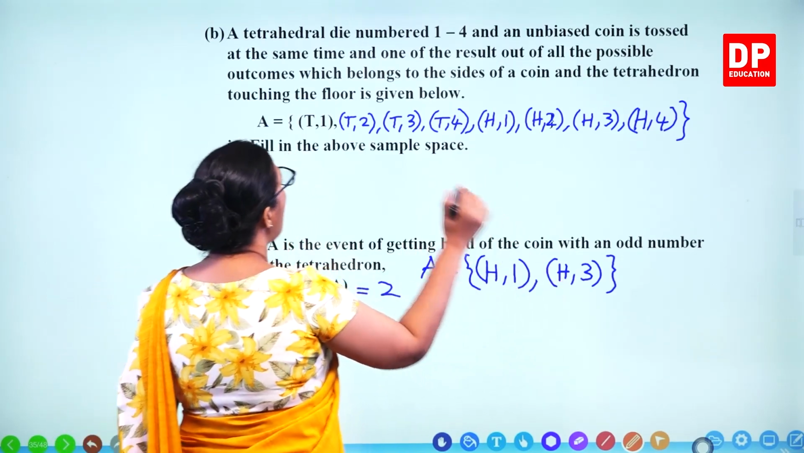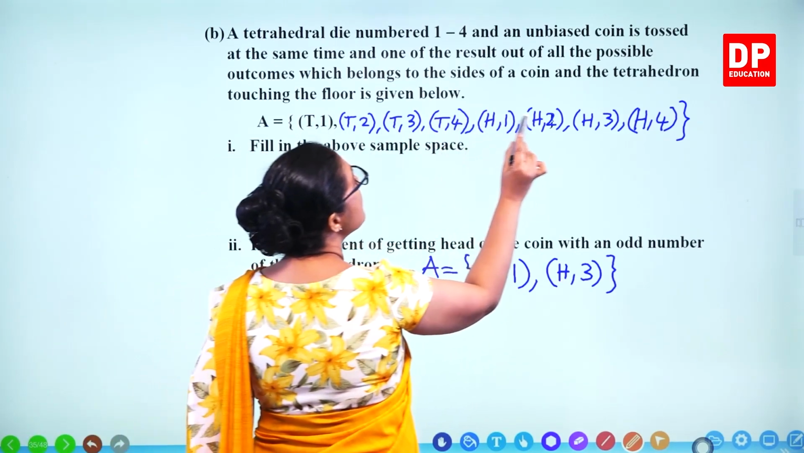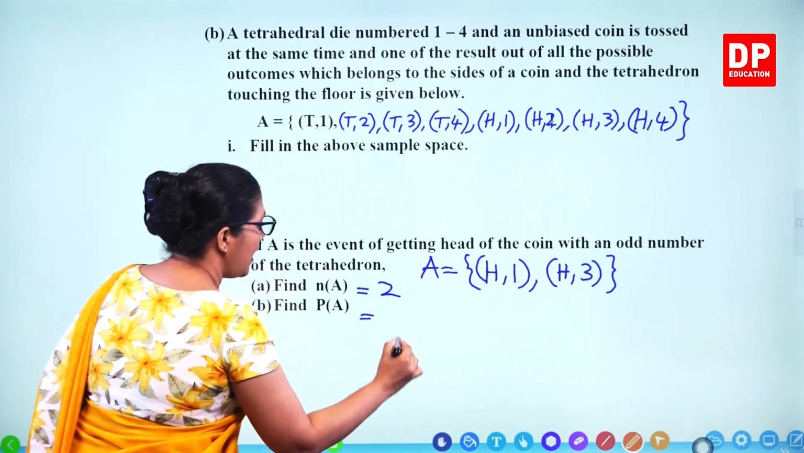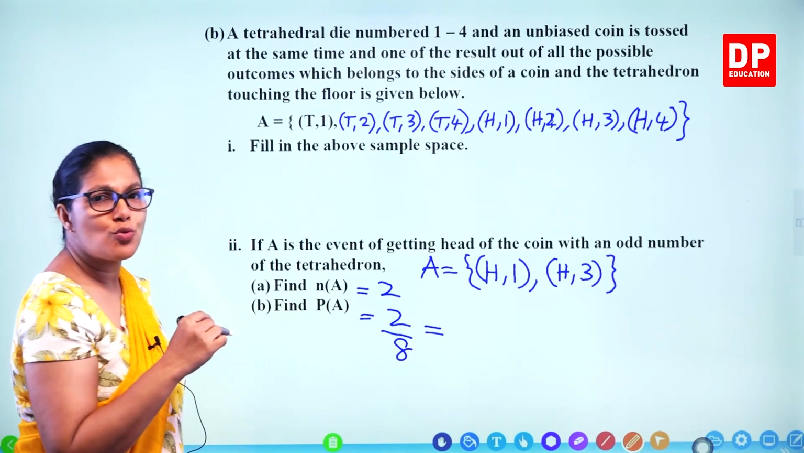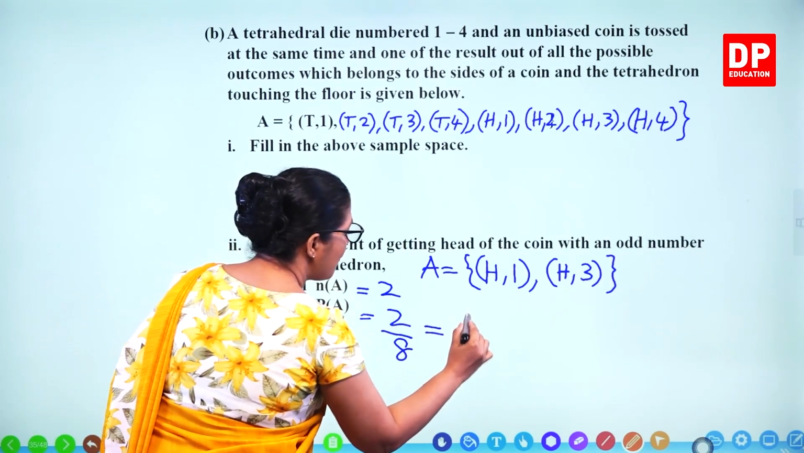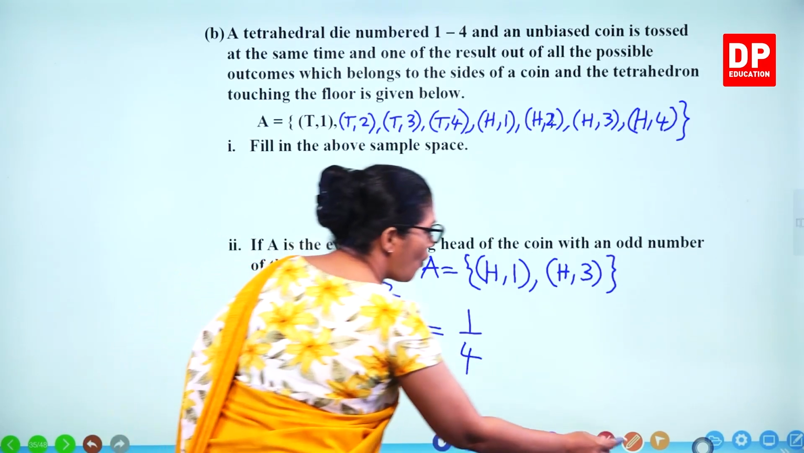2 outcomes out of 1, 2, 3, 4, 5, 6, 7, 8. Out of 8, only 2 possibilities. The probability is 2 over 8. So when you simplify, you get 1 over 4.